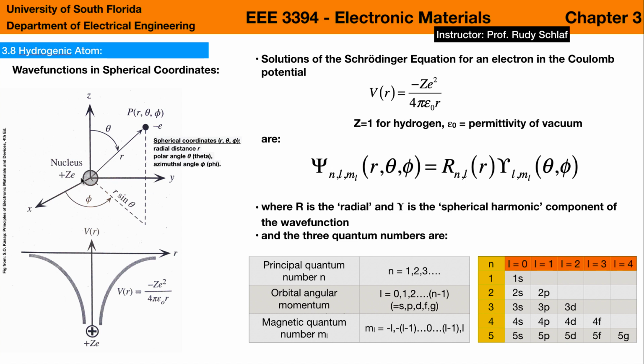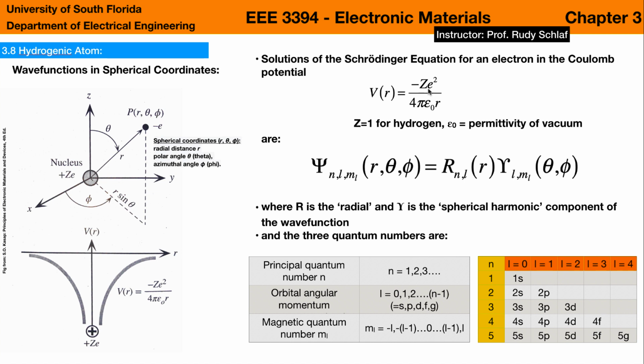These here are the spherical coordinates I'm talking about. So we have the nucleus at the origin of the coordinate system, and then the spherical coordinates are the radial distance to a point in space, and then we have the polar angle theta, and then we have the azimuthal angle phi. And with these three coordinates we can describe a point in space like we can do it in Cartesian coordinates in x, y, and z.